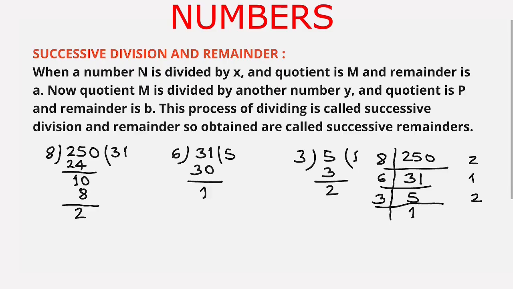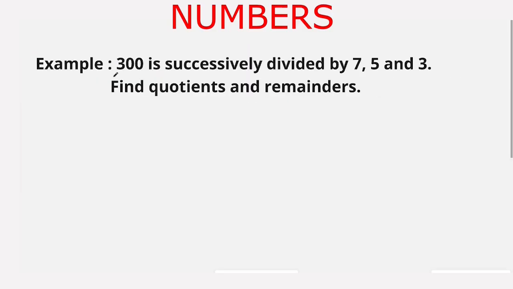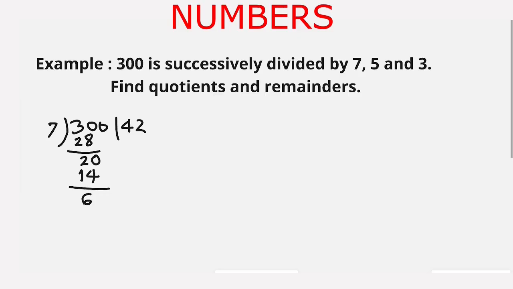We go to another example. Our example is 300 is successively divided by 7, 5 and 3. Find quotients and remainders. We first divide 300 by 7. 7 times 4 is 28. 30 minus 28 is 2. We carry 0. 7 times 2 is 14 and 20 minus 14 is 6. This is our first remainder.